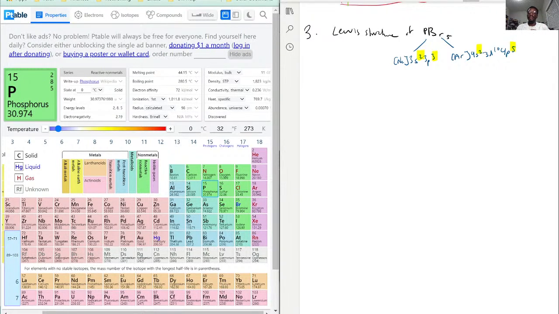Okay, so now we need to figure out the actual Lewis structure. Let's see how many electrons we're working with. We have 5, okay, plus 7 times 5. So that's 35 plus 5. That's 40 electrons total that we're working with, okay?